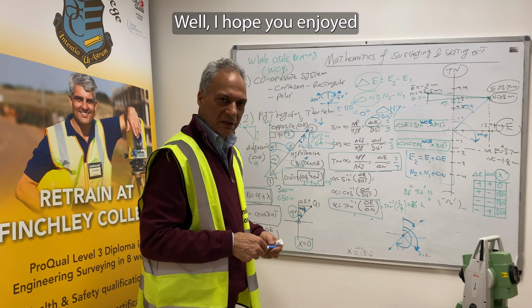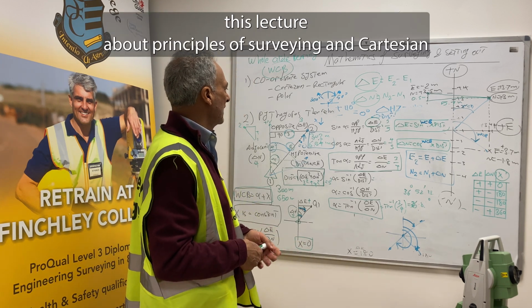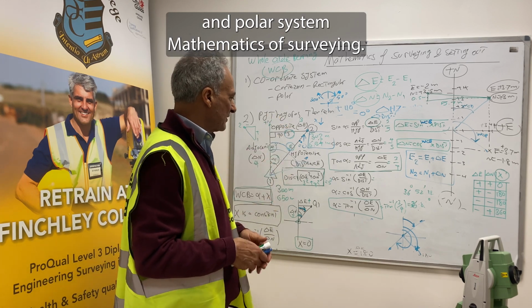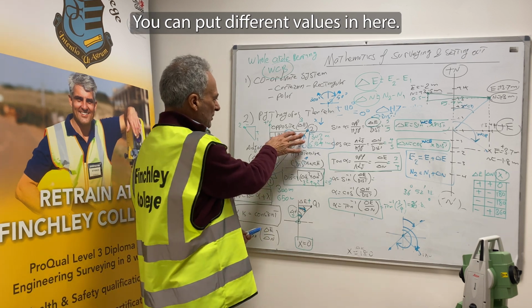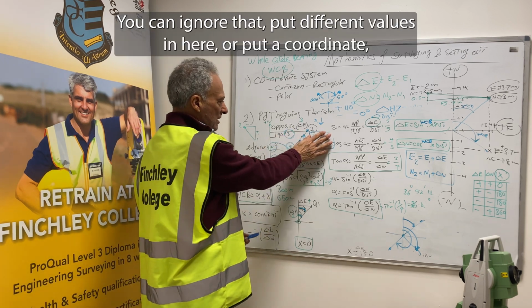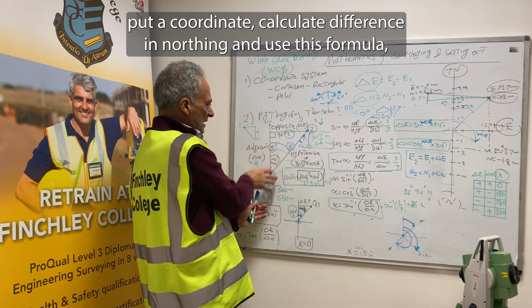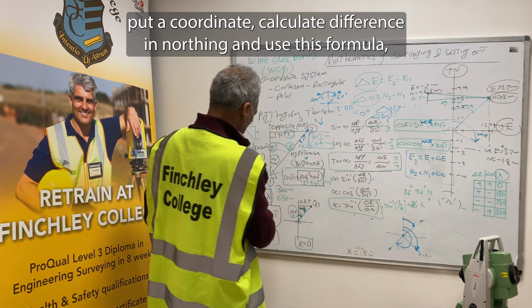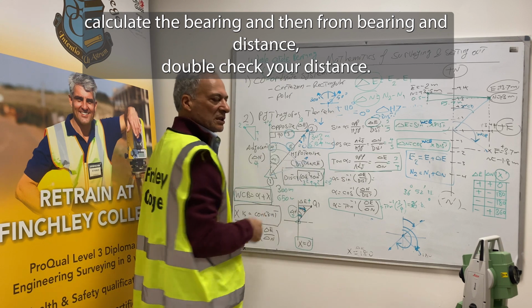I hope you enjoyed this lecture about principles of surveying and Cartesian and polar system, mathematics of surveying. You can do this yourself at home. You can put different values in here. You can put a coordinate, calculate difference in northing and use this formula, calculate the bearing, and then from bearing and distance, double check the distance.